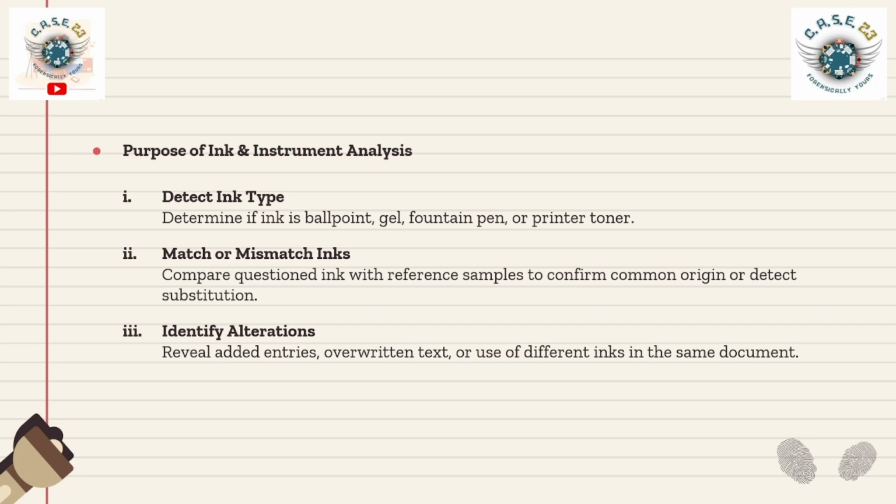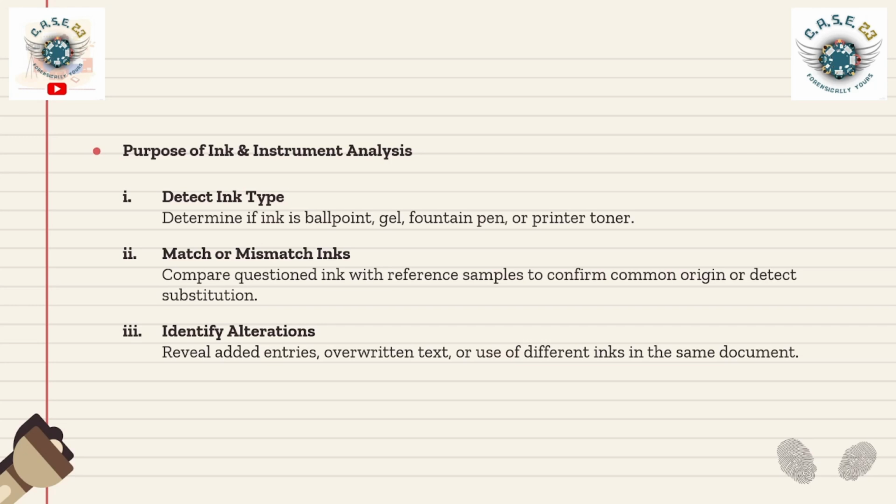Then let me ask you a question. Why do we need ink and instrument analysis in the first place? What exactly are we trying to find out? Let me break it down for you. First, we need to detect the ink type. The first step is figuring out what kind of ink was used. Was it a ball pen, gel pen, fountain pen, or maybe even printer toner? Each of these inks has a different chemical structure, and identifying it gives a solid starting point in the investigation. And how do we identify the chemical structures? Remember I told you about Raman and FTIR spectroscopy.